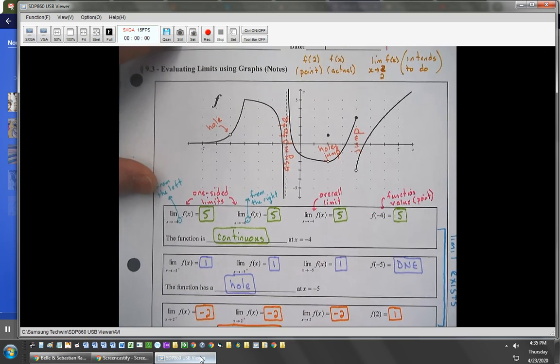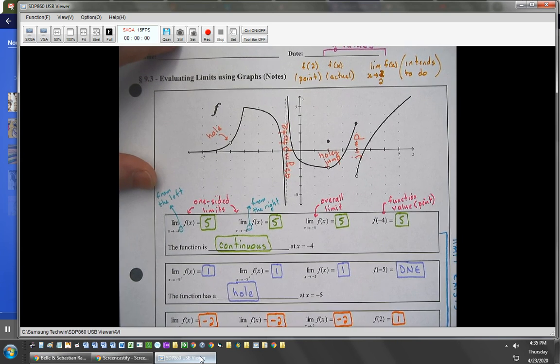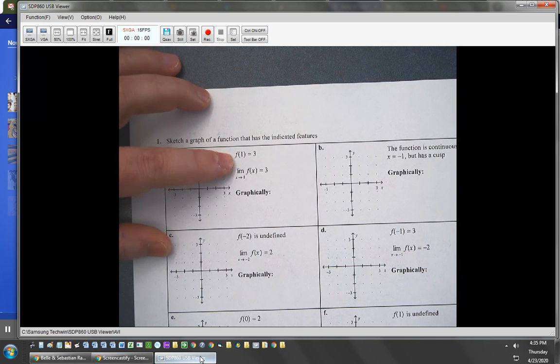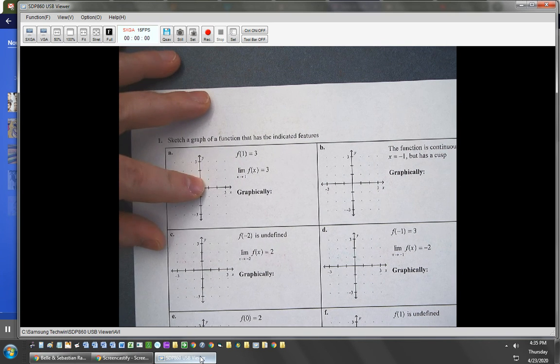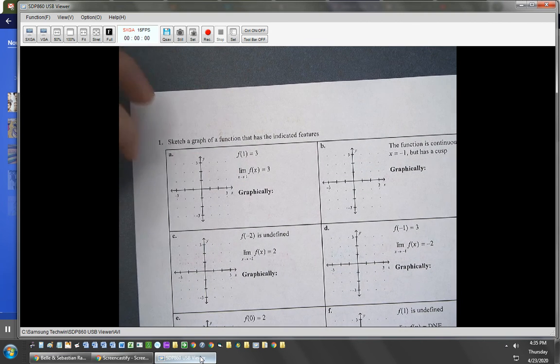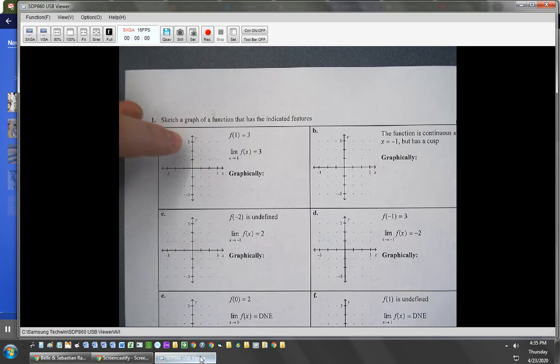So last time we talked about how to evaluate limits using a graph. I gave you the picture and then you evaluated the limit. Here I'm giving you some characteristics of a function, and then you have to try to sketch a function that would have these characteristics. A lot of people don't like this because there's not just one set way. Everybody's answer should look a little bit different.